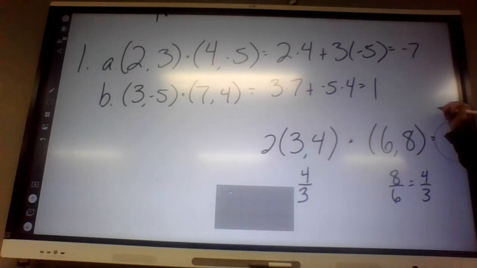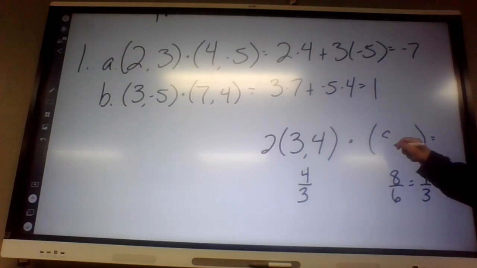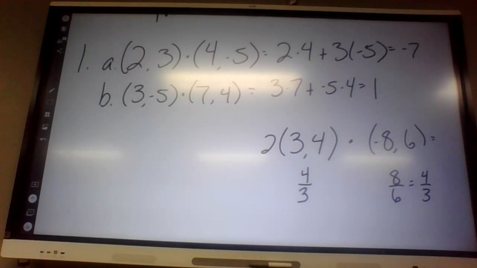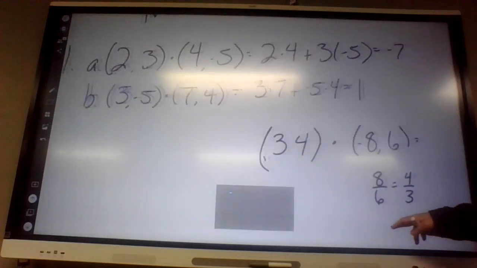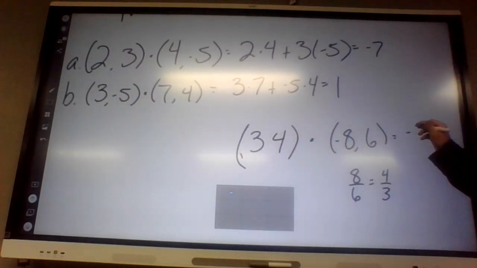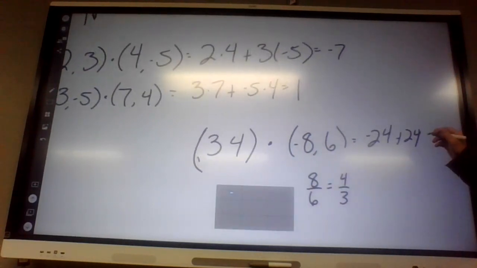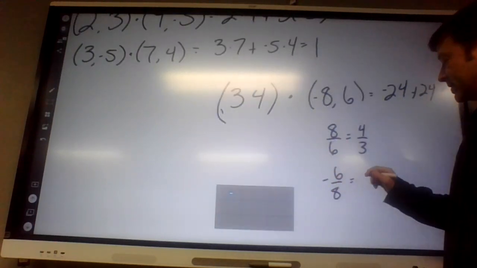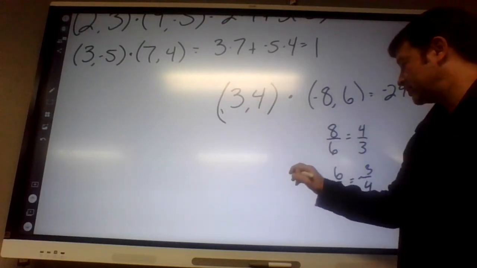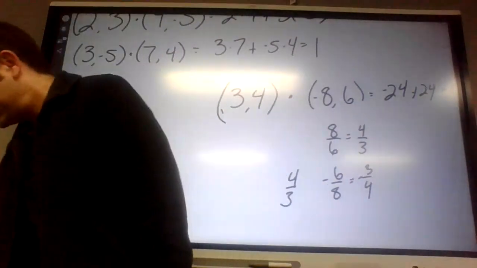Okay, this one doesn't, but I could make it equal 0 if I just switch these two and make one of them negative. I think that would work. So now 3 times negative 8 is negative 24, plus 4 times 6 is positive 24. Basically, it's because this slope is negative 6/8, which is negative 3/4, and this slope is still 4/3. So they're opposite reciprocals. They kind of cancel each other out in the dot product.